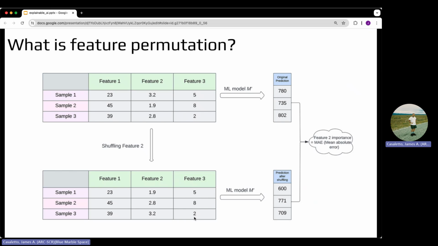A significant drop in performance indicates that the model relies heavily on the feature that you just shuffled. Then you repeat. Often you can repeat this multiple times with multiple different shuffles, and that's how you get ultimately your feature importance.